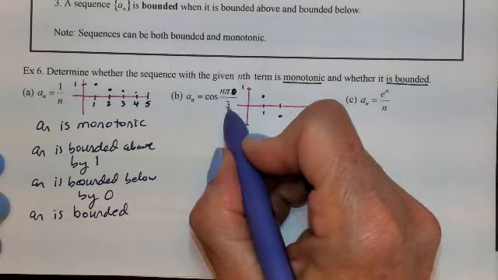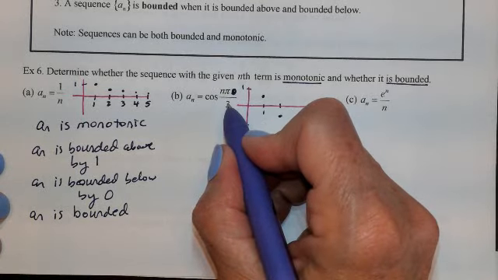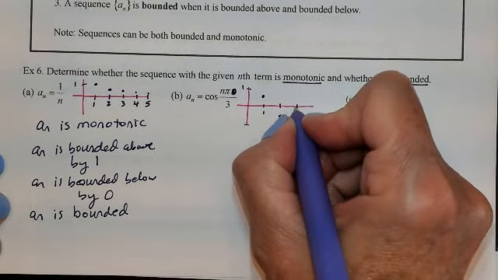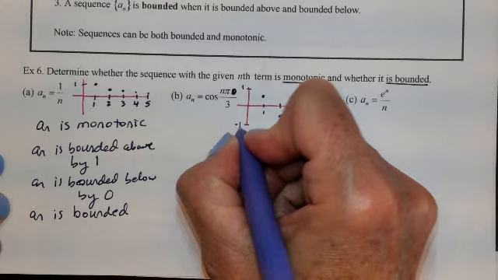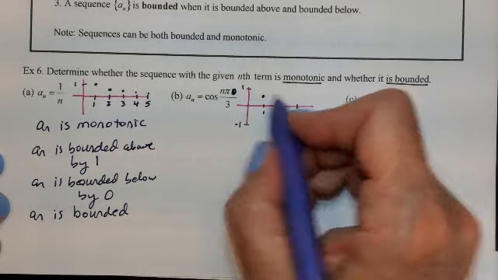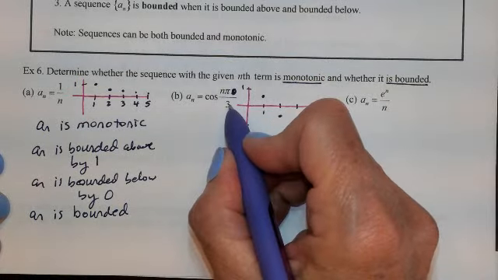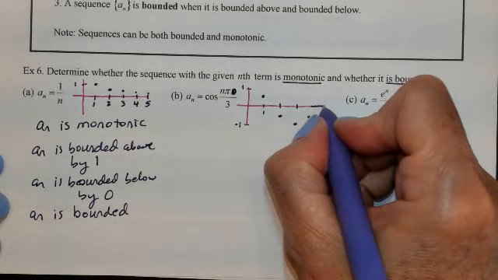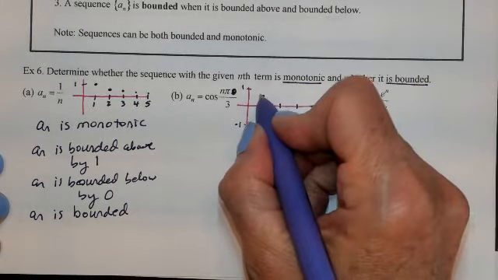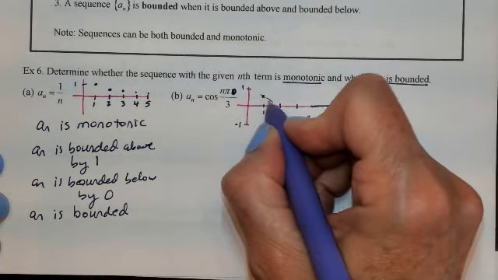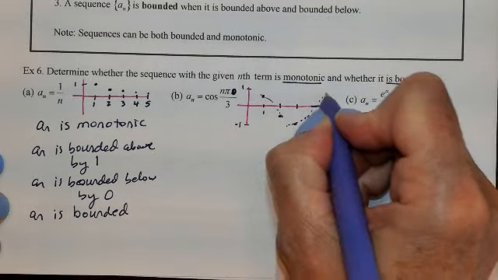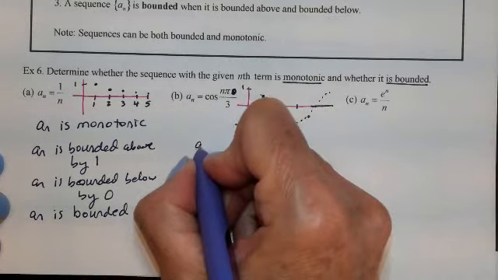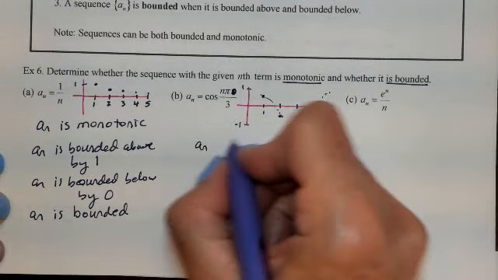Cosine of 3 pi over 3. Cosine of 3 pi over 3 is just cosine of pi, right? So that is a negative 1. So when n is 3, we're at negative 1. If that's the negative 1 here. Okay? Cosine of 4 pi over 3. Cosine of 4 pi over 3 is back to negative 1/2. And it's going to keep on doing that, right? If we considered, we know what cosine looks like, right? So, is a sub n monotonic? No.